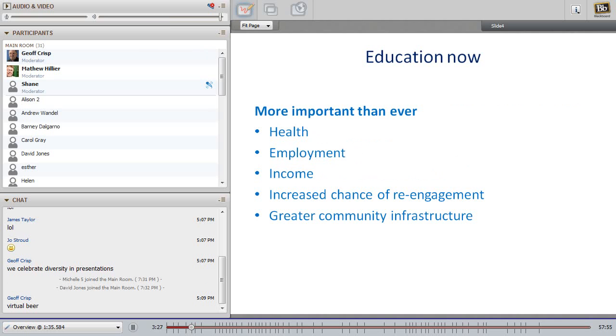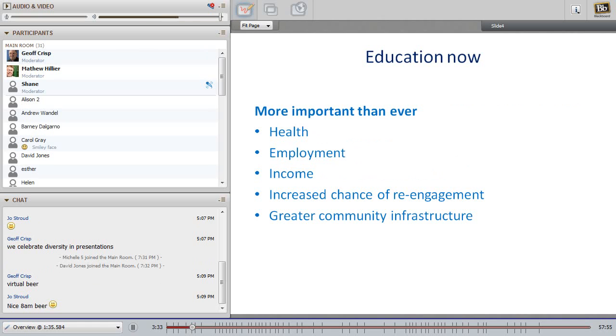It's quite refreshing. Okay, so education now, where we're at. Erica Williams talks about education being more important than ever, but less relevant than ever, and that's really where we're at. The OECD reports will tell us that education is extremely important in terms of health, employment, income, the increased chance of re-engagement through work industries, and also greater community infrastructure as a result of a more educated population.